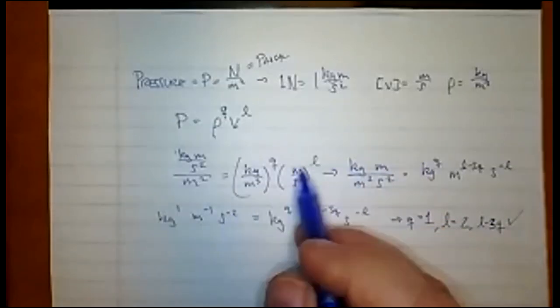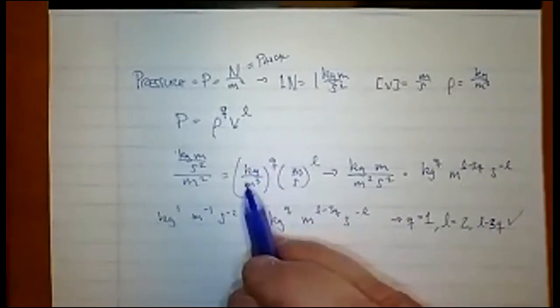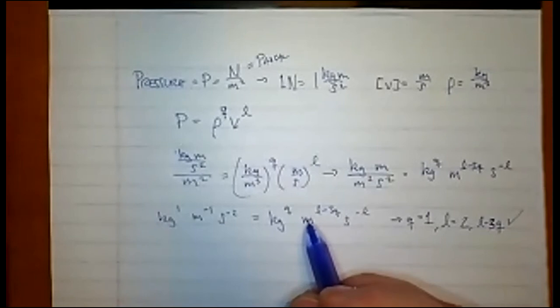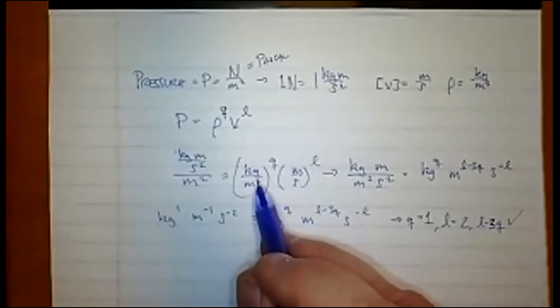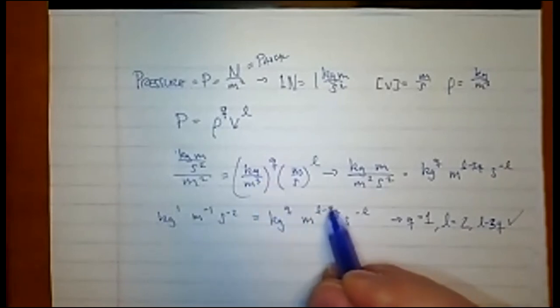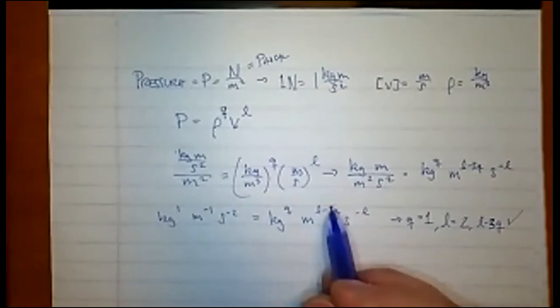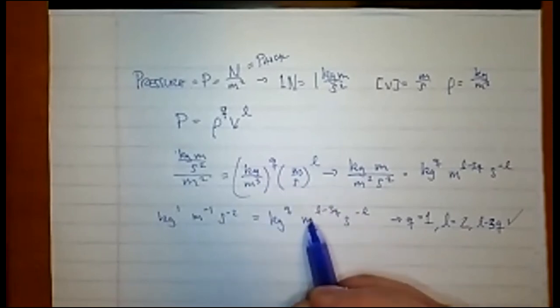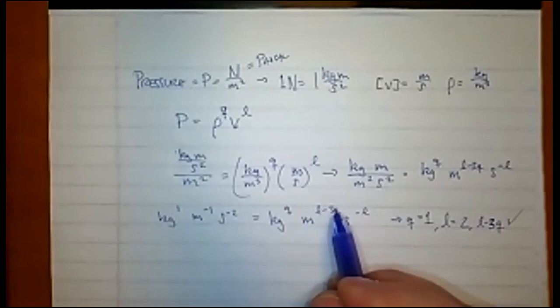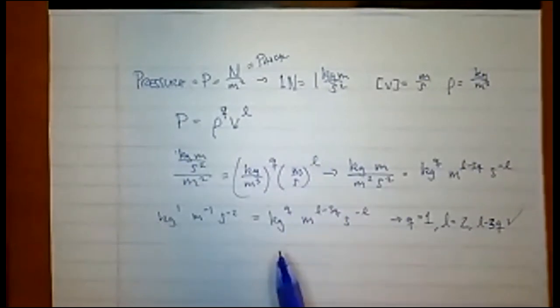Then I just broke this up into kilograms to the Q power and meters to the -3Q power, because it's cubed already. And then a power to a power, you multiply. So that's where I got the -3Q. And then also I had m to the L power. So when you multiply like bases, you add the exponents. So it's L plus -3Q, which is why I got L minus 3Q. And then this s is just to the -L power.